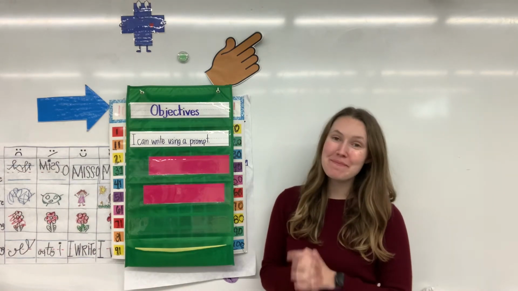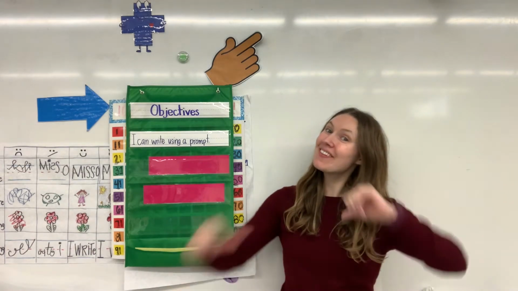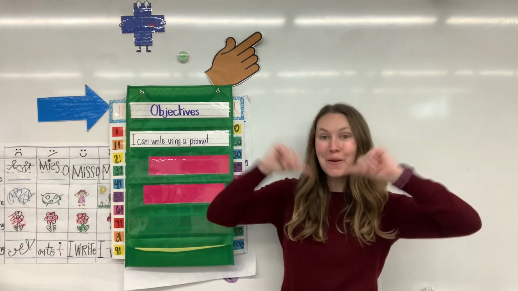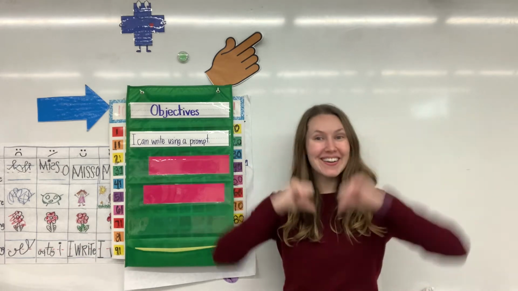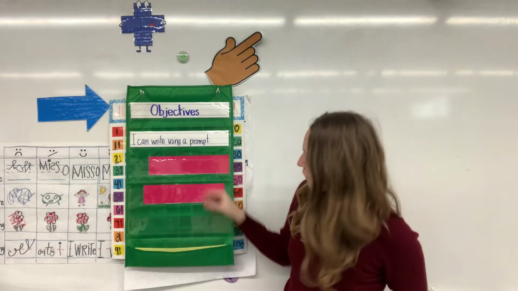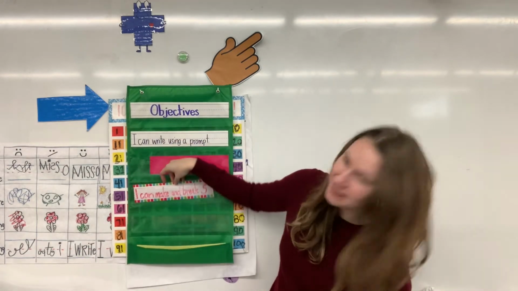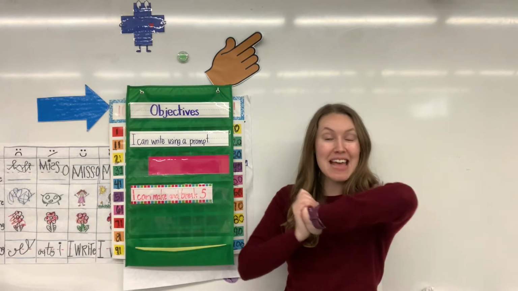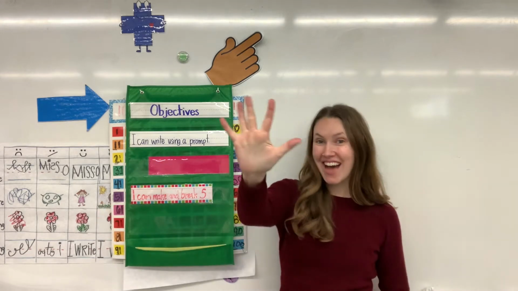We're going to do some math. So we're going to start with our objective. I'll start and you repeat. Objective is what we are going to learn. Let's flip over our math objective. It says I can make and break apart 5.